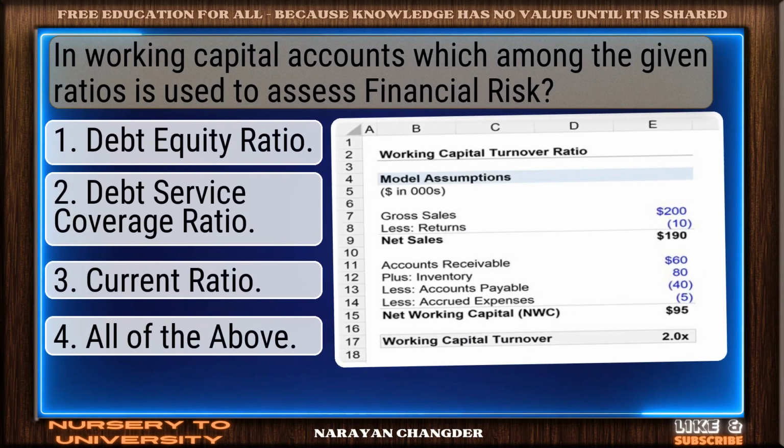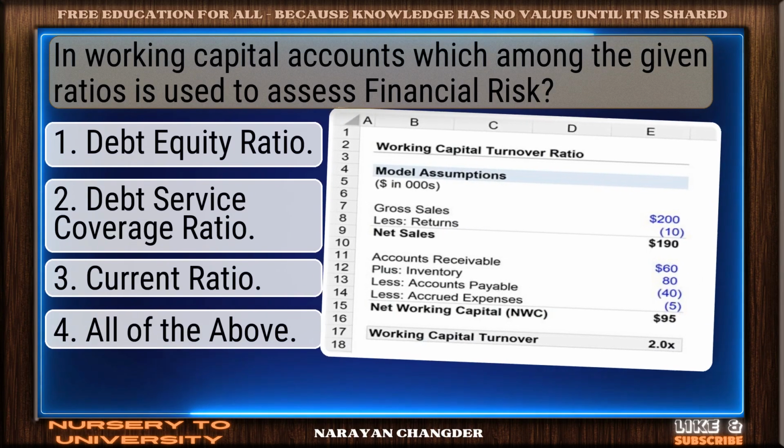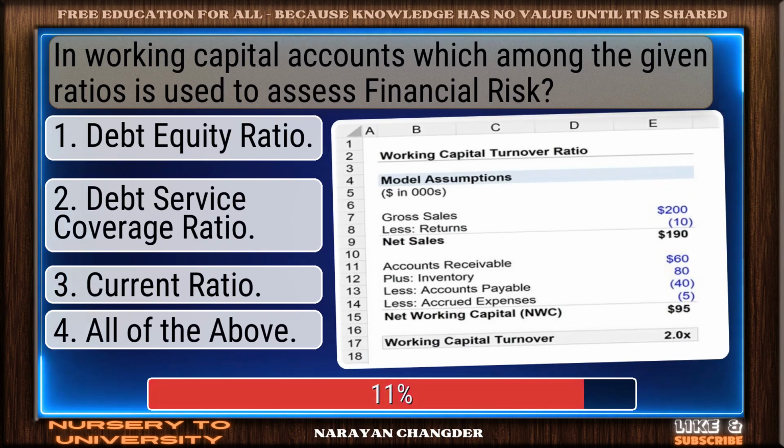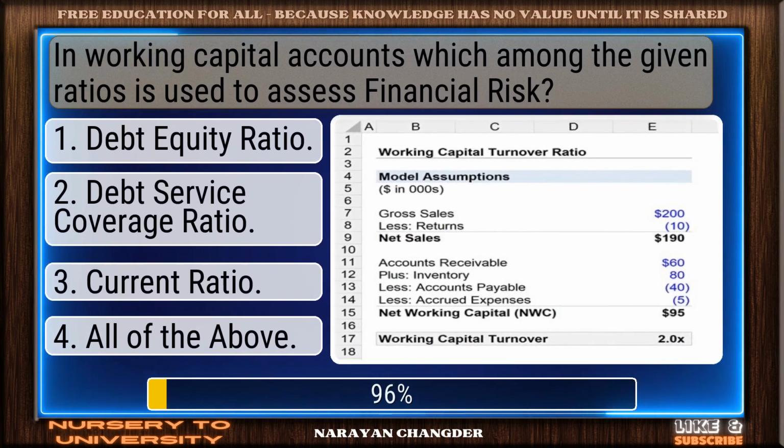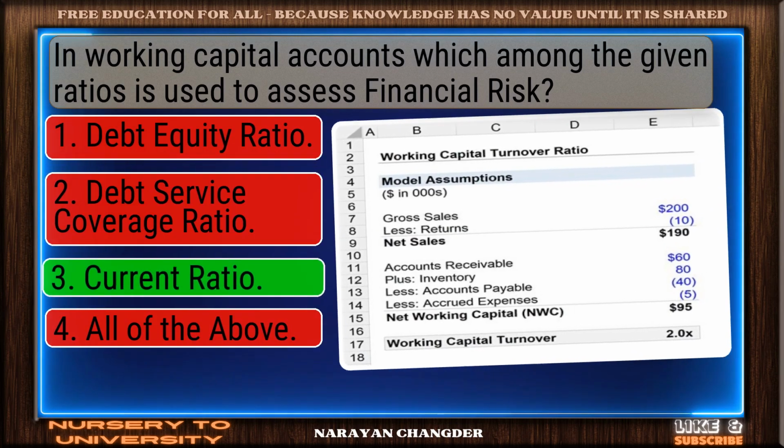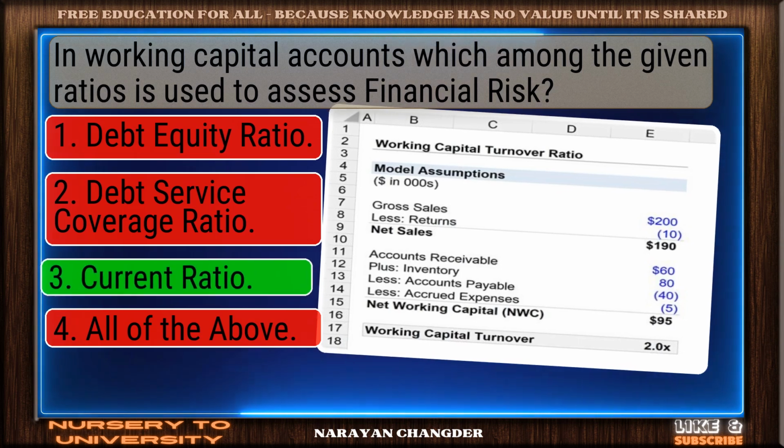In working capital accounts, which among the given ratios is used to assess financial risk? You got it. Your choice, current ratio, is right.